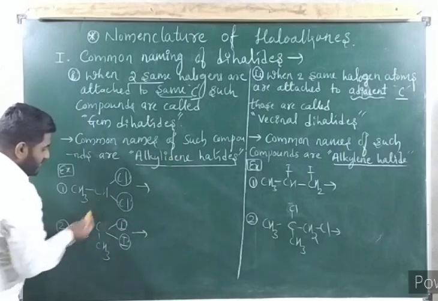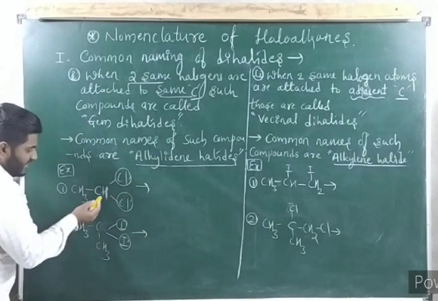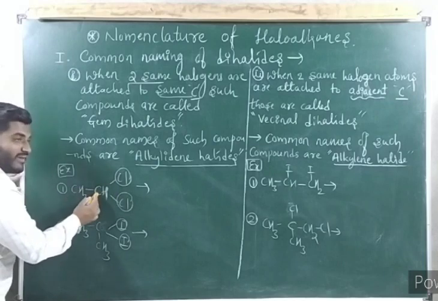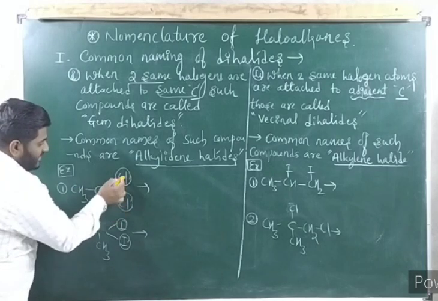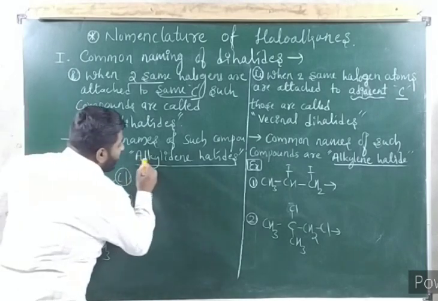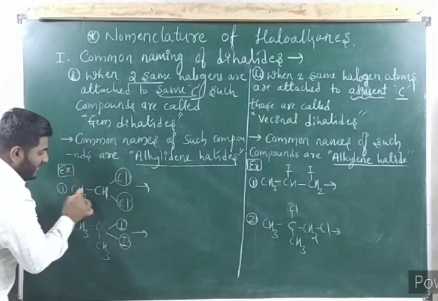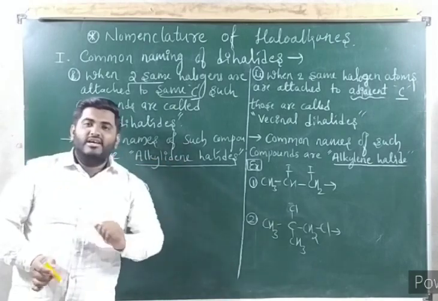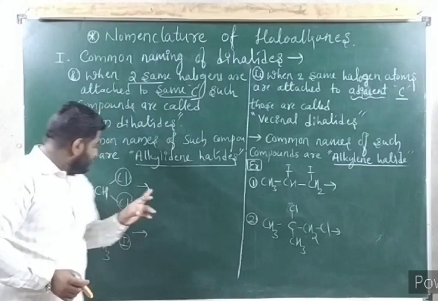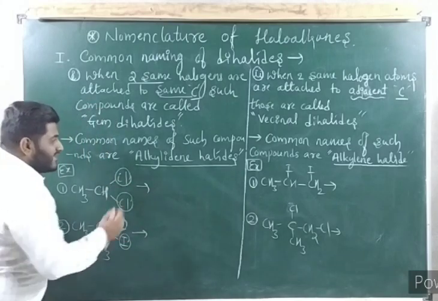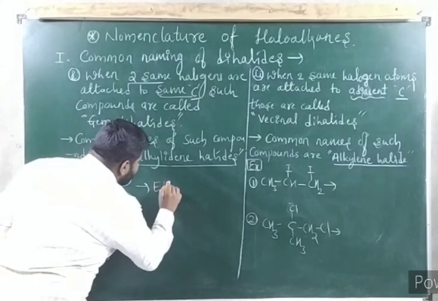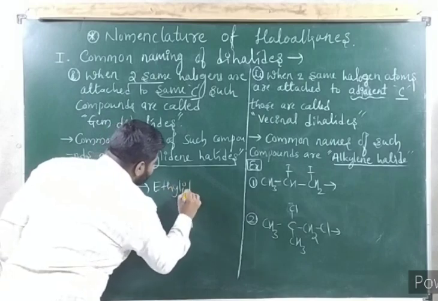Sir, how to name? See the example. How many carbon atoms are there here? Two carbon atoms. The halogen atoms are attached to the same carbon, so we have to write alkylidene. Which alkyl group? Meth, eth. Two carbons are there, so it is ethylidene chloride. What is the name? Ethylidene chloride.